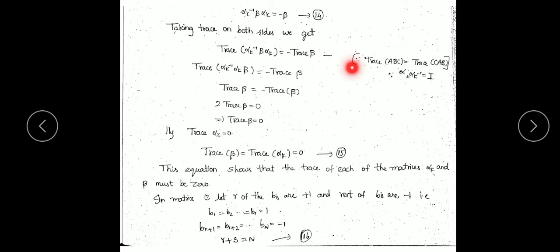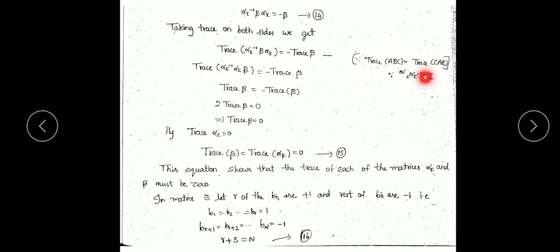And the next important property is trace of ABC equals trace of CAB. So what is the meaning of this? First A needs to be multiplied with B and then with C. And here first C needs to be multiplied with A and then with B.